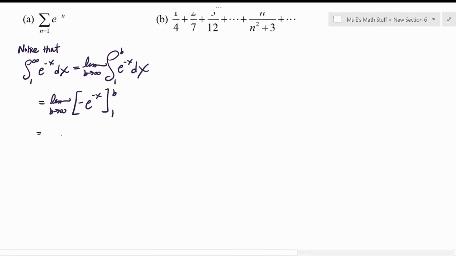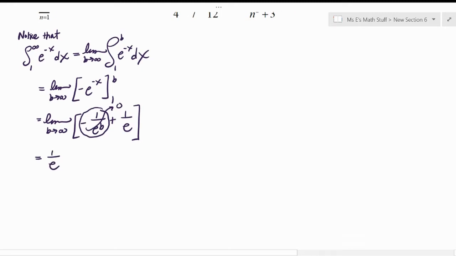Let's plug the bounds in. We'd have the limit as b approaches infinity of the opposite of, when I plug b in, I'm going to write it like this. For me, it makes it a little more obvious. And then we'd be subtracting a negative, so we'd be adding, and when you plug 1 in, you'd get 1 over e. Now let's let b approach infinity, and notice that this fraction would approach 0. And so we ended up with 1 over e, which is finite, and so we would know that the integral from 1 to infinity of e to the negative x dx converges.